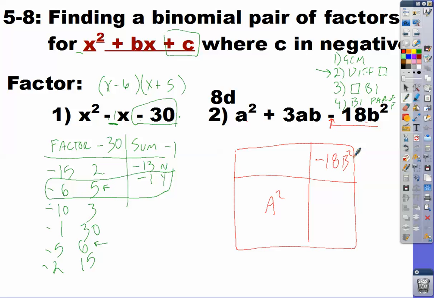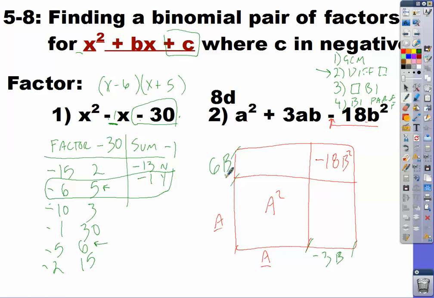So now we need to figure out our side length. What is the distance from here to here? It's a. Obviously, that's also going to be a. What are some possible side lengths that would work for this side length and this side length? Trevor: Negative 3b and positive 6b.